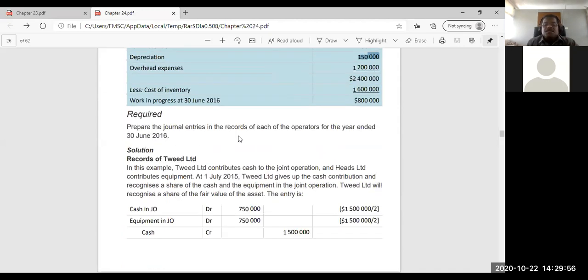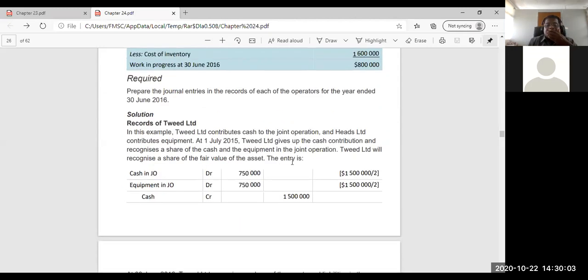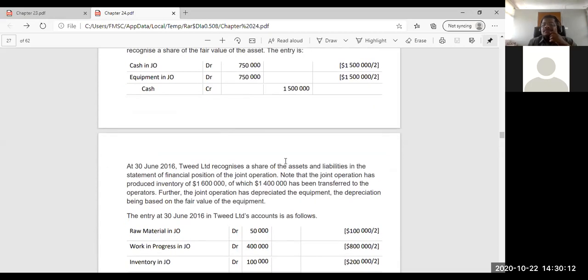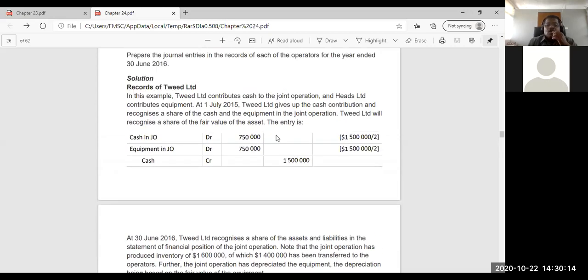Prepare the journal entries for the records of the operators for the year-end 30 June. You have to prepare the journal entries for the operators. So these are the journal entries. So you introduce here, T Limited introduces 1.5 million. Half of that you take. And equipment, half of that.